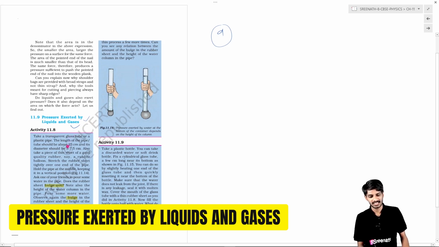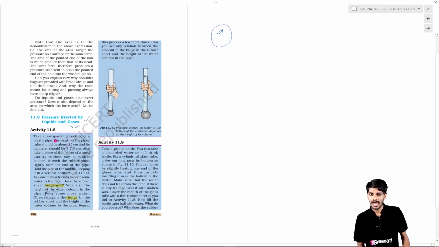Pressure exerted by liquids and gases. As liquids and gases have pressure, we will find it out with an example. Take a long pipe like this and tie a strong quality rubber at the end. Start pouring water in it.